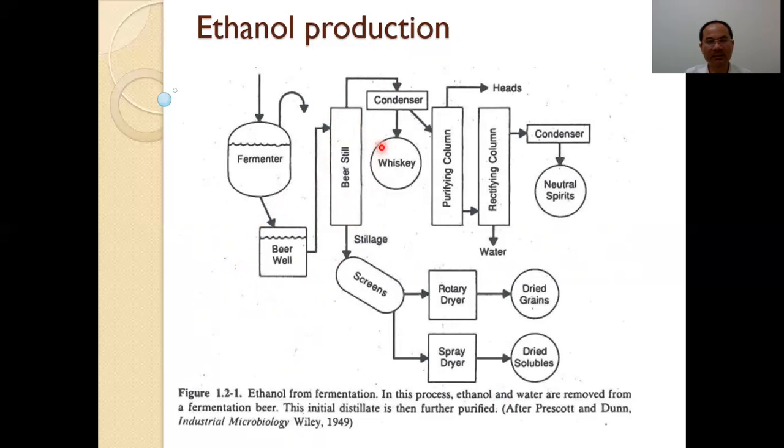The beer goes to distillation, where you get condensate, and you get solid. Then the solid is separated by filtration. Then you get dry solubles. You have some liquid from the drying and solid. The liquid at the top of the column becomes the condensate, and you get whiskey. That's the process for ethanol production.